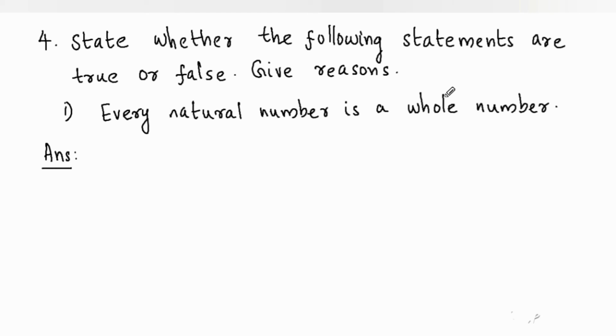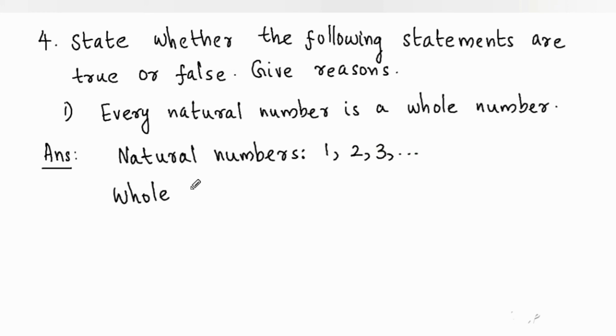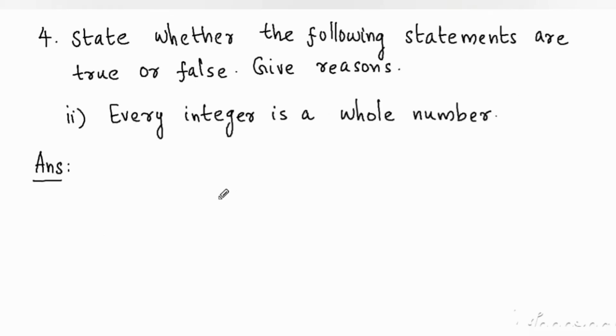State whether the following statements are true or false. Also you have to give the reasons. The first statement is every natural number is a whole number. We know that natural numbers include the numbers 1, 2, 3, etc. And whole numbers include natural numbers along with 0. So whole numbers contain 0, 1, 2, 3, etc. See, these are the sets of natural numbers and whole numbers. So here you can see all natural numbers are whole numbers. Okay, so that statement is true.